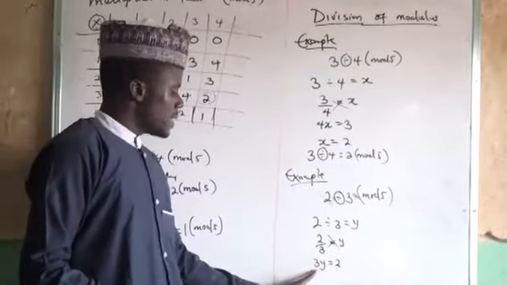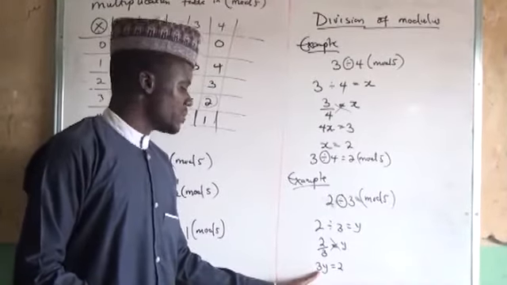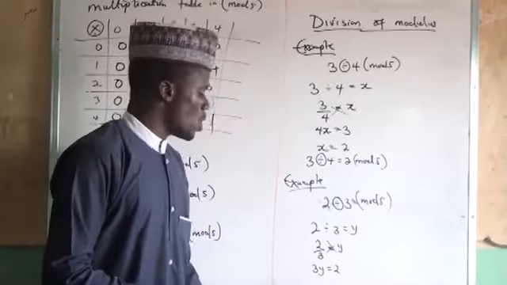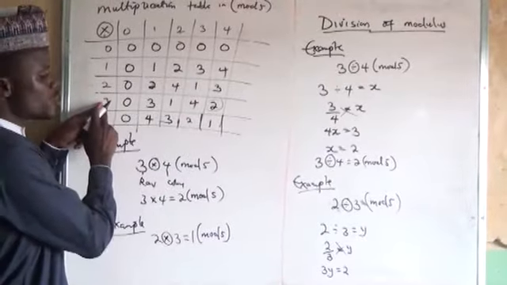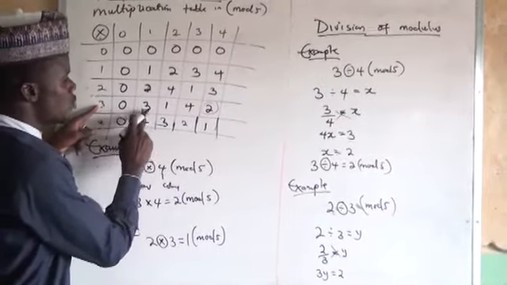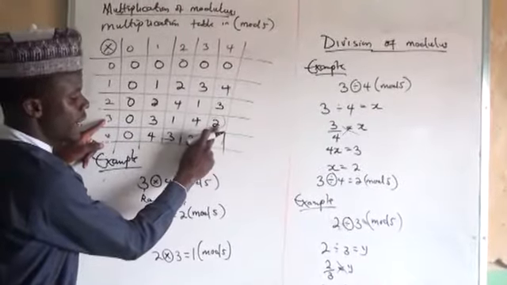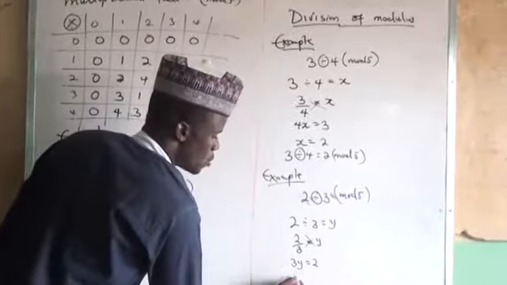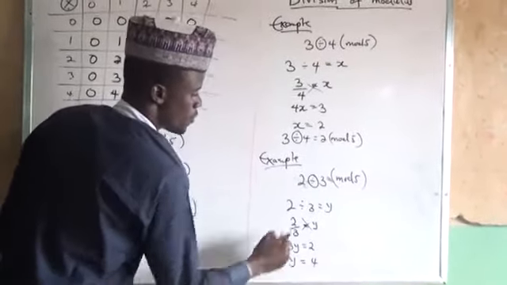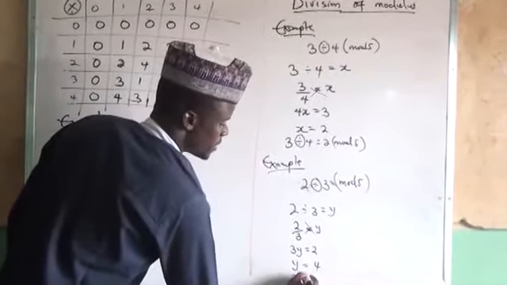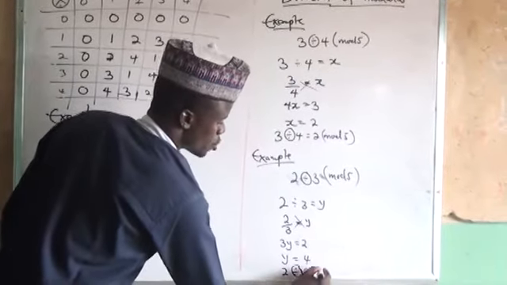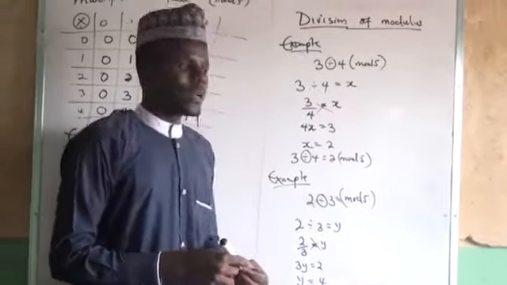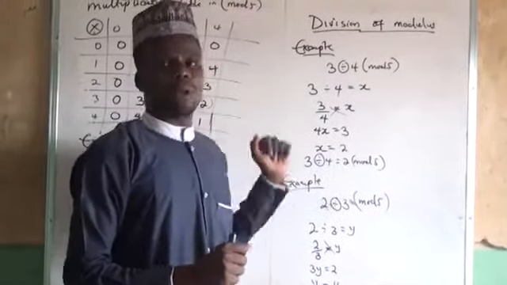What is the number that, in the multiplication table on row number 3, multiplies with another number to give us 2? So you come to row number 3. This is row number 3. Then you check where we have 2. We have 2 here at the end. And what is the number that multiplies by 3 to give us 2? Here we have 4. So the value of y is equal to 4. So 2 divided by 3 is equal to 4 mod 5. This is how to take a division of a modulus.